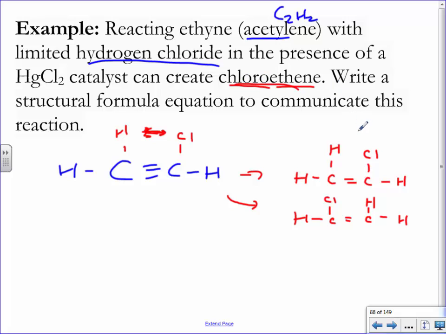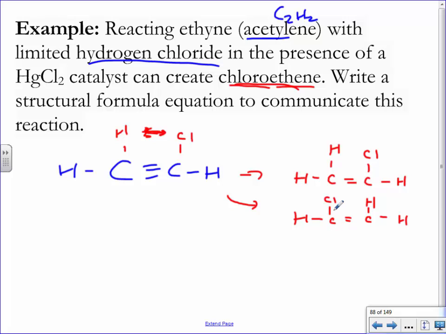Why does chloroethene not have a number attached to it? Because it really doesn't matter. Right? In this one right here, you're the carbon that's number 1. Over here, I guess you're the carbon that's number 1, but it's still the same molecule, right?